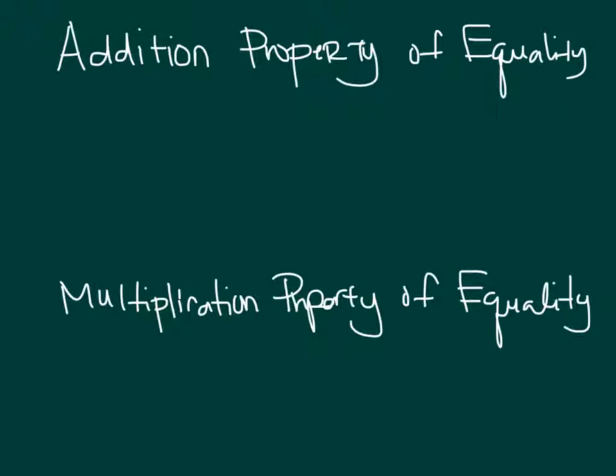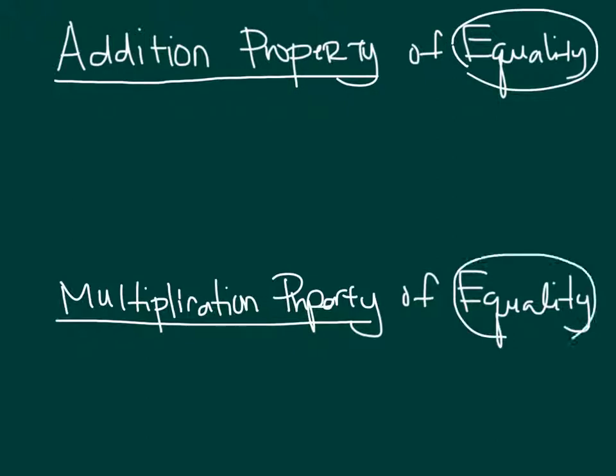So two properties here. One of them is the addition property of equality, and we have the multiplication property of equality. In order to use these properties, you have to have an equation, hence the word equality. Two things have to be equal. So let me just circle that, it's important. You need an equal sign. So here is my equal sign right here.